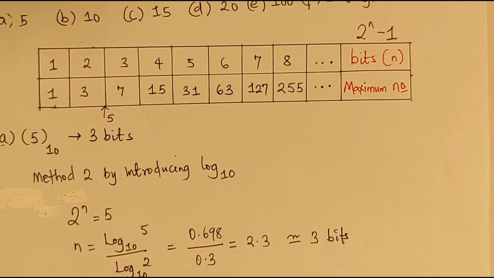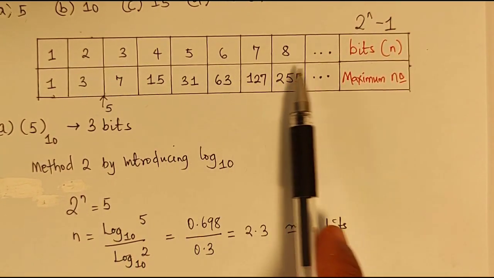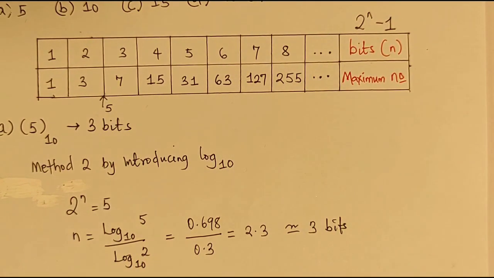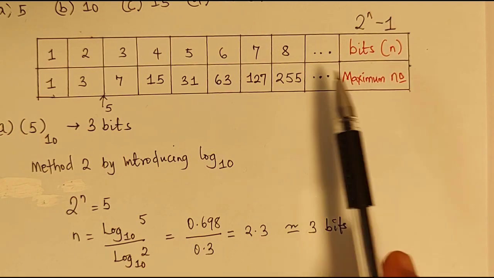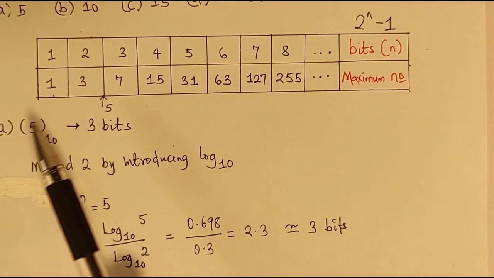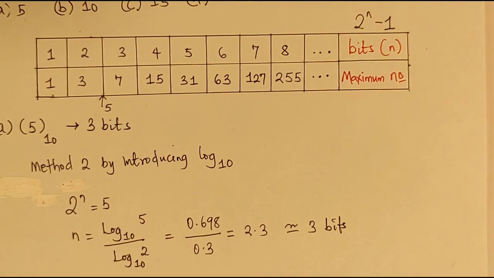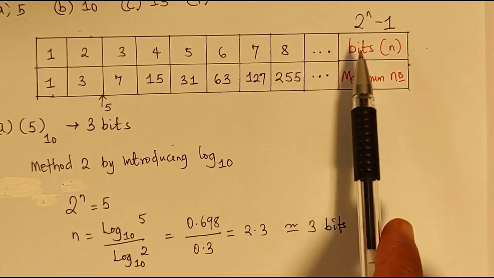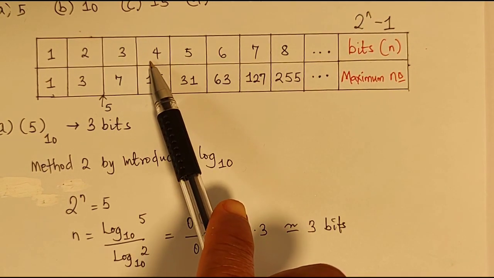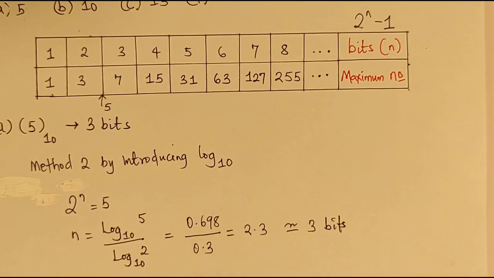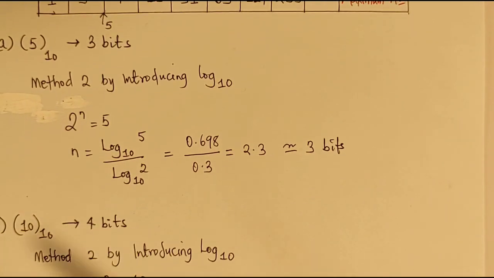So for 10, let's go through method 1, which is pretty easy. Let's locate 10. In this maximum number, where can we see 10? I think it falls between 7 and 15. So we cannot go less, which is 7. We just have to move to 10. And with 10, we can consider the number of bits to be 4. This is why typically we have the bits to be 4.